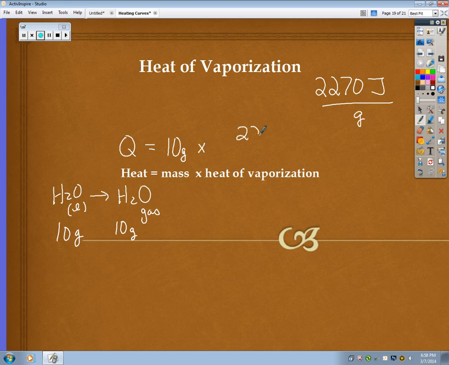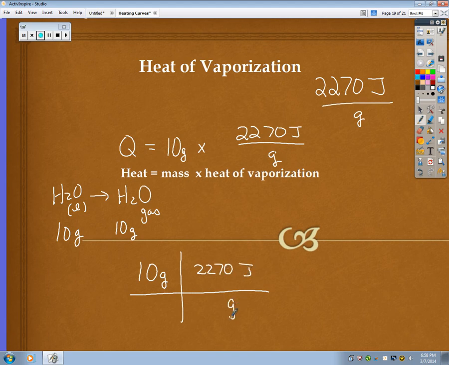times 2270 joules per every gram, right? Per every 1 gram, that's what that is. So doing train tracks, if you like, 10 grams of water, liquid water, to turn it into steam, just water vapor, for every gram, that's what it's going to take. And it's going to be 22,700 joules.